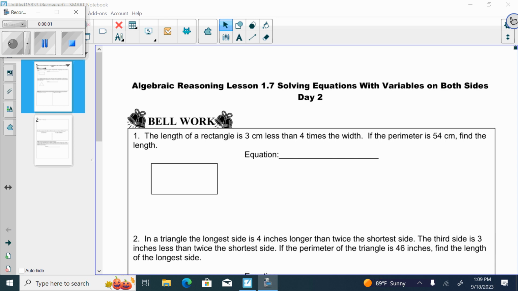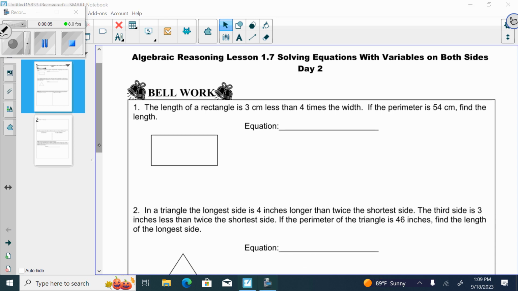Warm-up question here. Let's work through it together. It says that the length of a rectangle is 3 centimeters less than 4 times the width. But did they ever tell us what the width was? No. So I'm going to go ahead and just mark my width, which we usually say are the ends, as W. And they said the length, which is what we would normally label these two pieces, is 3 centimeters less than 4 times the width.